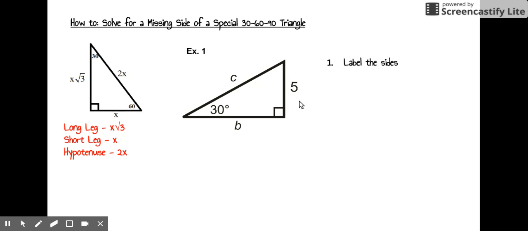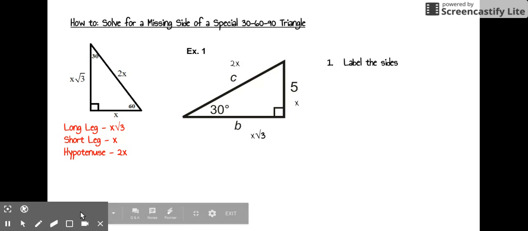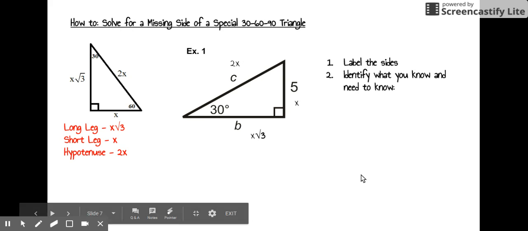I think if you label the sides, it's going to be a lot easier for you to connect all the sides together. It's almost like a puzzle, and if you have the different puzzle pieces written out, it'll be a lot easier to plug them in as we work through this equation. So there we go: 5 is x, b is x radical 3, and c is 2x. And there's always this cheat sheet over here, so check that if you ever need a reminder.